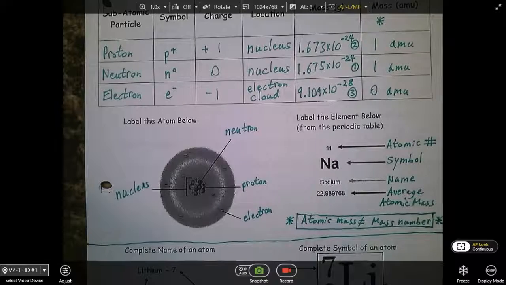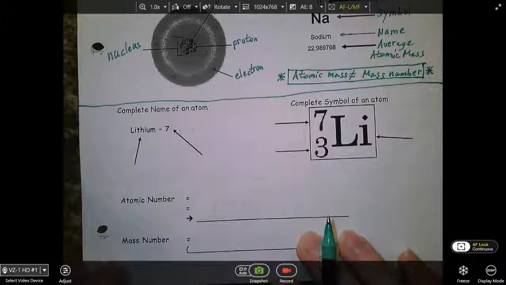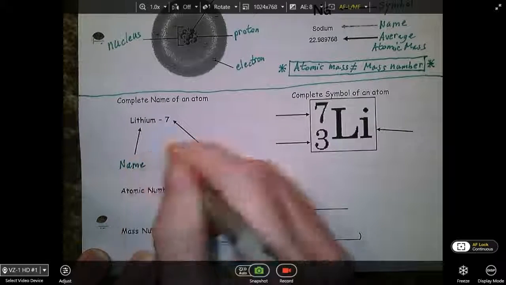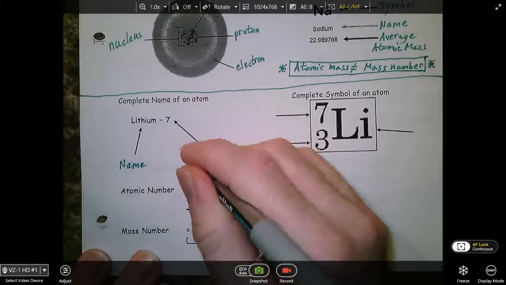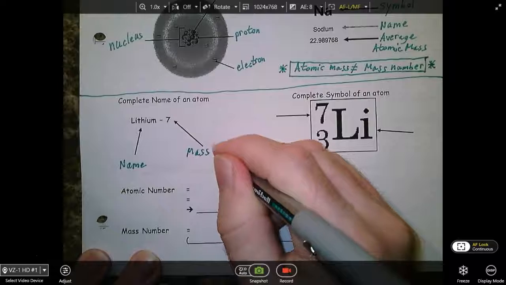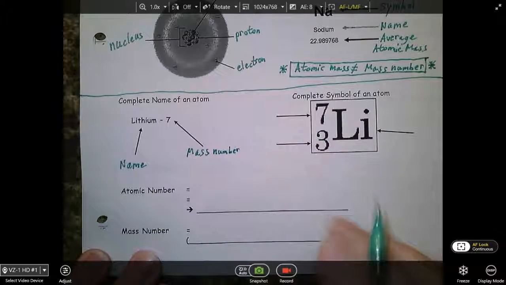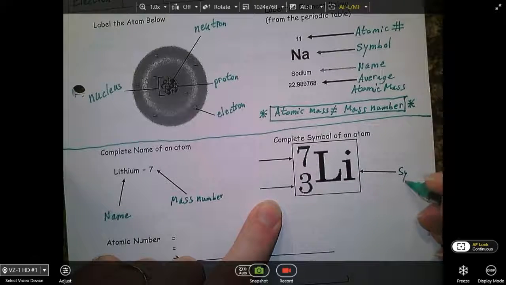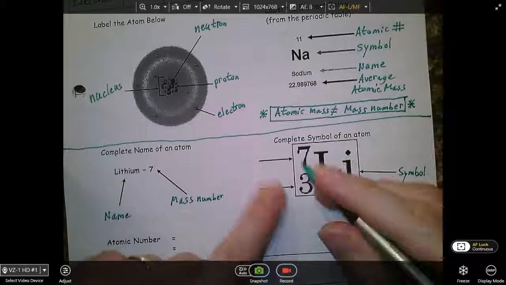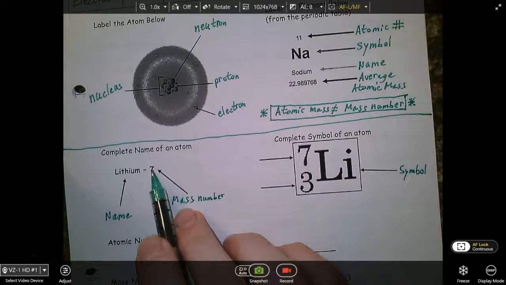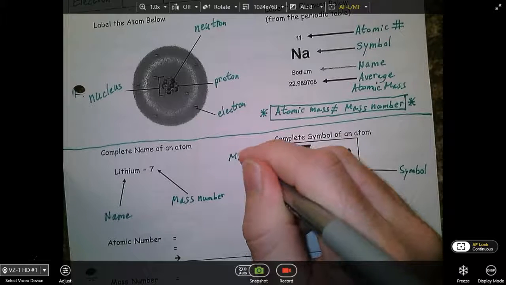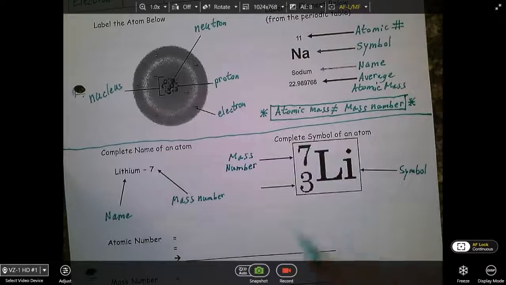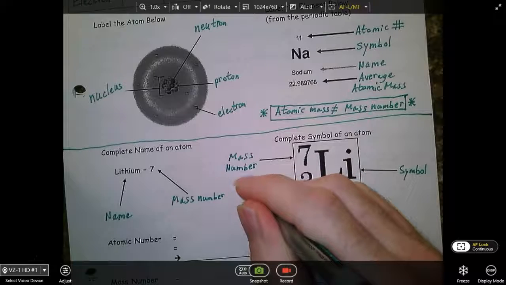So make a little break in your page there, and then let's go down here. The complete name of an atom. The complete name includes the name, then a dash, and a number at the end. That number is the mass number. Now let's look at the complete symbol. Well, it has the symbol. We have two numbers on the left. You notice that that number is the same as this number. That's because it's also the mass number. This number at the bottom is the atomic number.